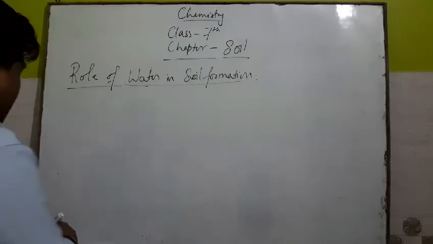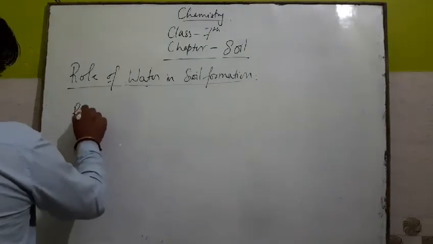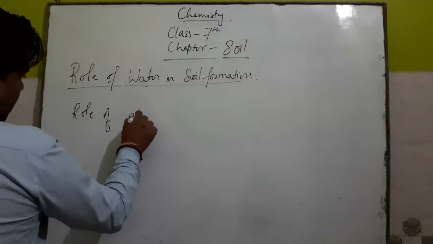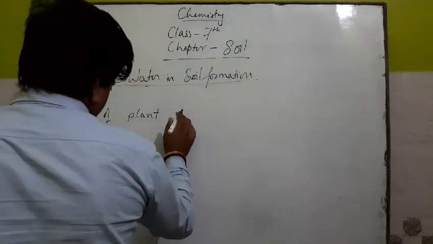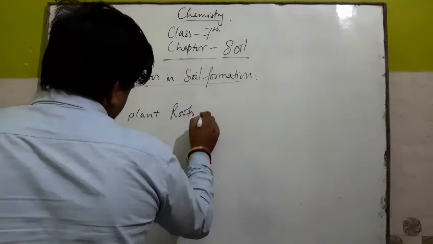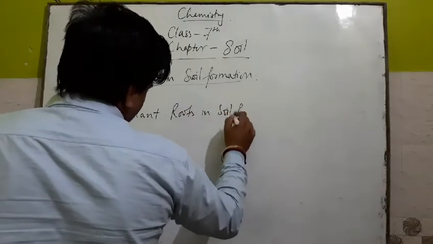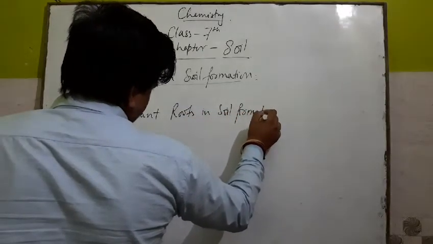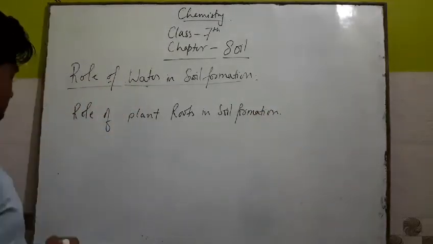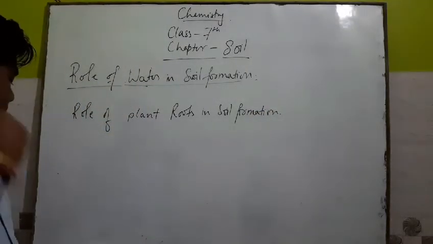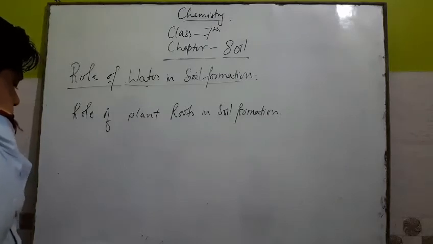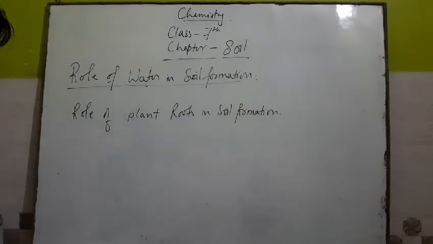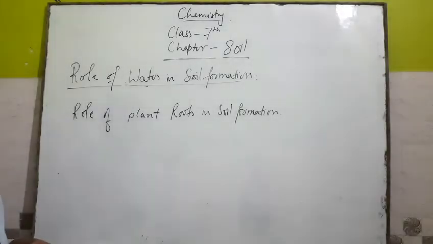Now, role of plant roots in soil formation. The roots of the plants enter the crevices of rocks in search of water. These penetrating roots exert outward pressure on the rock and break it into small pieces. These small pieces, due to weathering, finally change into soil. Means what?